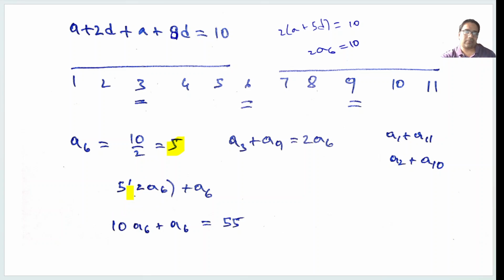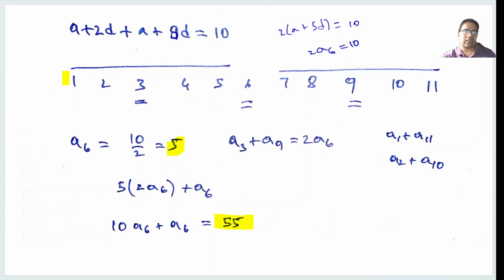So similarly, we have 5 pairs, and each pair is contributing 2 a6 to the total sum. So 5 times 2 a6 plus this sixth term also. This is the total of all the 11 terms. So that is 10 a6 plus a6, which is 11 a6. That is 11 into 5, which is 55, the final answer.